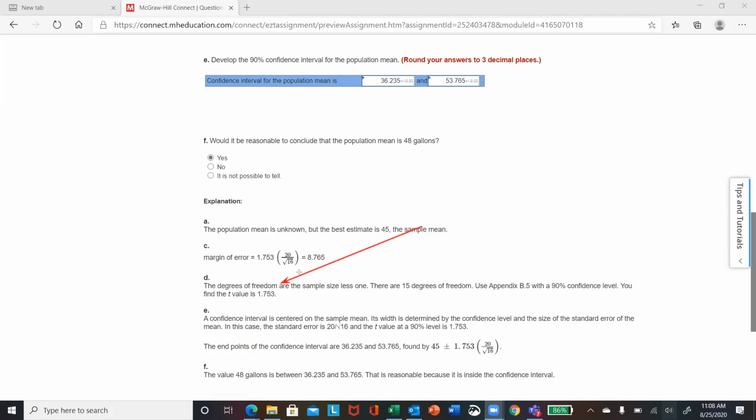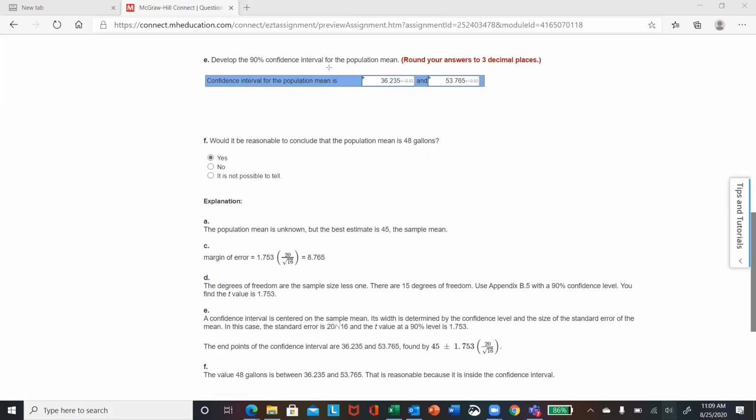But then once you do get that margin of error, just remember that your formula is simply X bar plus or minus your margin of error. And so your sample mean is 45 plus or minus your margin of error of 8.765, and then that's going to give you your answer right here. You'll get the 36.235 up to 53.765.